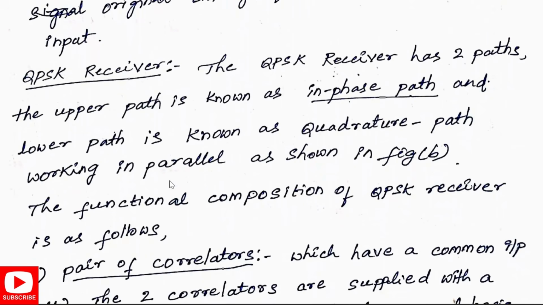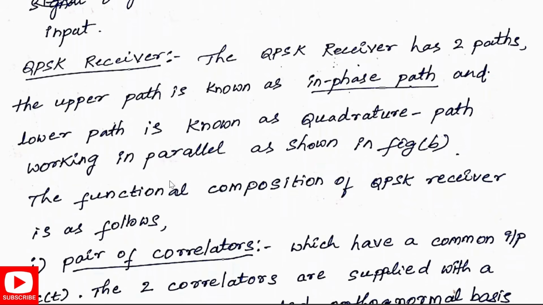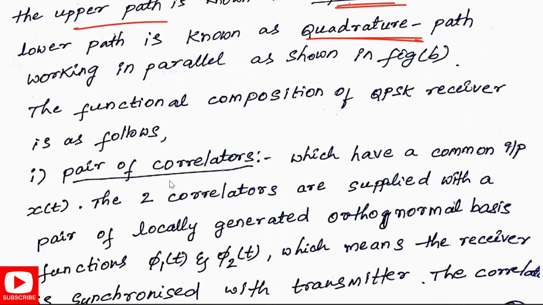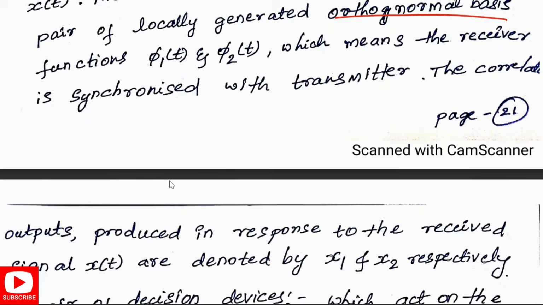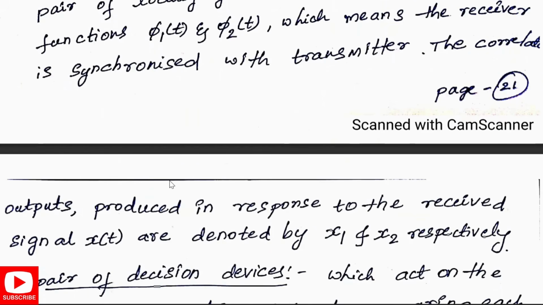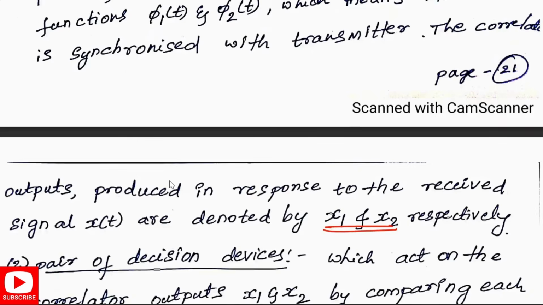Next comes the QPSK receiver. Here again we have two paths, where the upper path is known as the in-phase path and the lower path is known as the quadrature path. So these also work in parallel. This consists of the following components. One is a pair of correlators which have a common input, that is x of t, and the two correlators are supplied with a pair of locally generated orthonormal basis functions, that is phi1 of t and phi2 of t, as I said. Here it is synchronized with the transmitter, and the correlator outputs are produced in response to the received x of t and are denoted as x1 of t and x2 of t respectively.